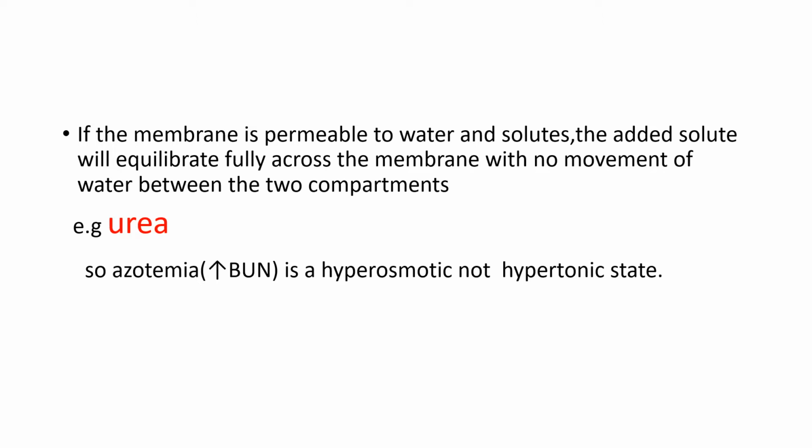If this separating membrane is permeable to water and solutes, the added solute will equilibrate fully across the membrane with no movement of water between the two compartments. An example of this is urea. So, in azotemia, organ failure, in which there is an increase in blood urea nitrogen, it is a hyperosmotic but not a hypertonic state.